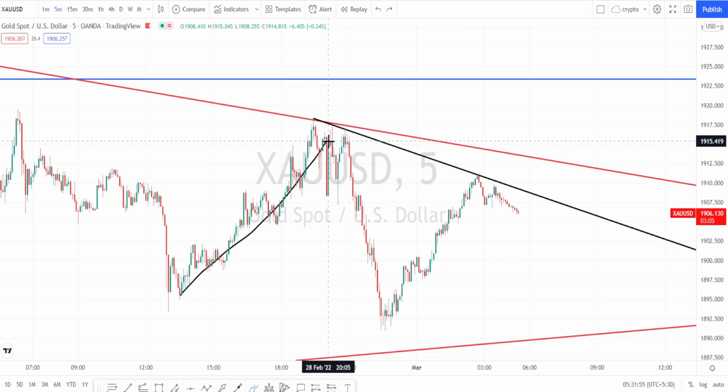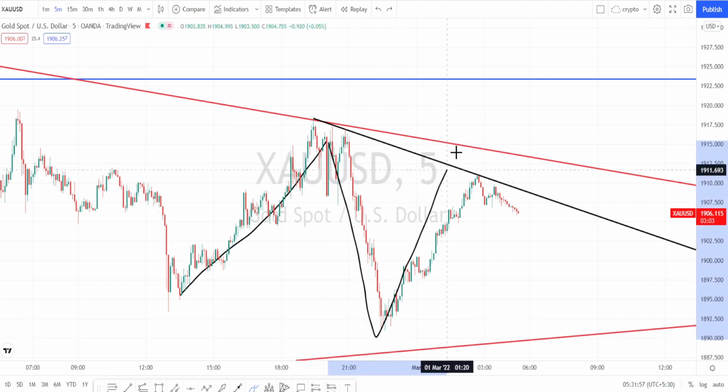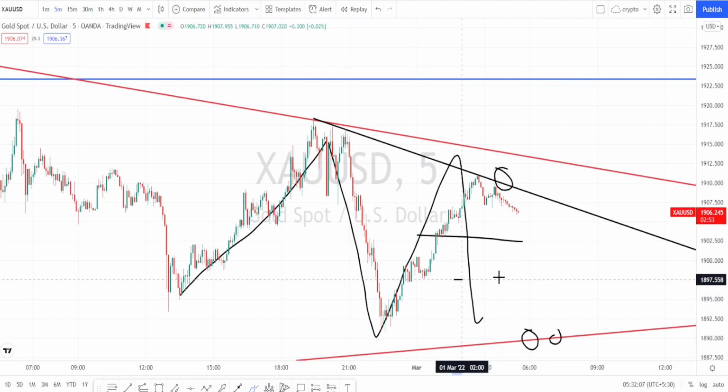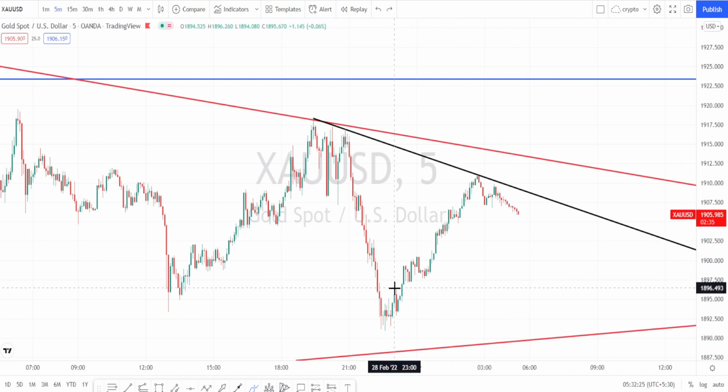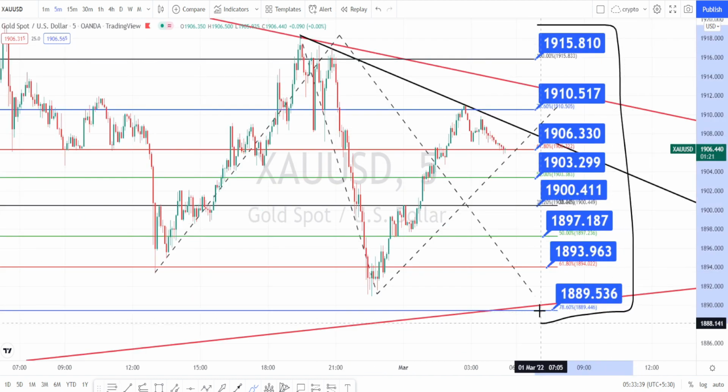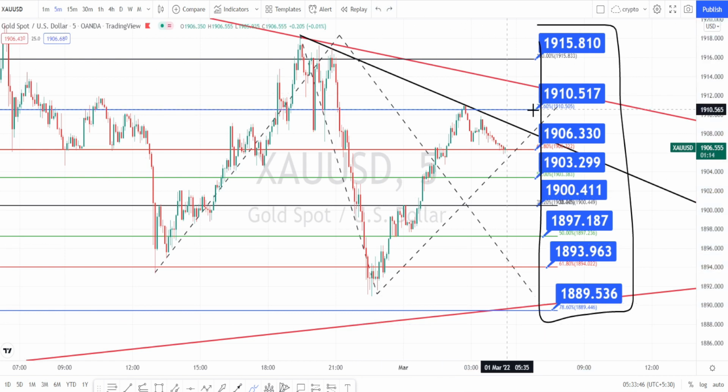So the price action in 5 minutes time frame also is under a consolidation, trading within the resistance line over here and the support line over here. It is moving sideways. Let us mark the Fibonacci support and resistance levels. So these are all the levels in 5 minutes time frame. Currently the price action is trading between the resistance level of 1910 and support level of 1906.